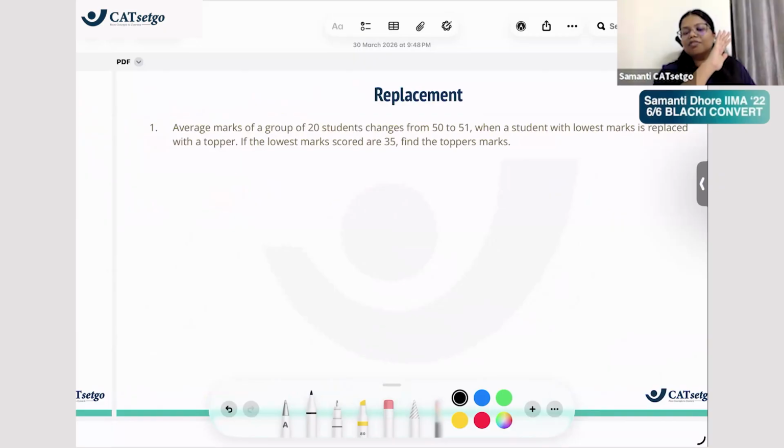ठीक है. The average marks of a group of 20 people changes from 50 to 51 when the student with the lowest marks is replaced with the topper. If the lowest marks is 35, find the topper's marks. ठीक है. So you removed the lowest person and you added a topper there. So you removed one and you added one. So the total remained 20 only.